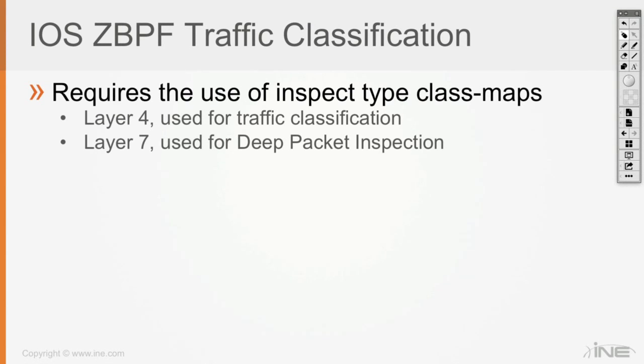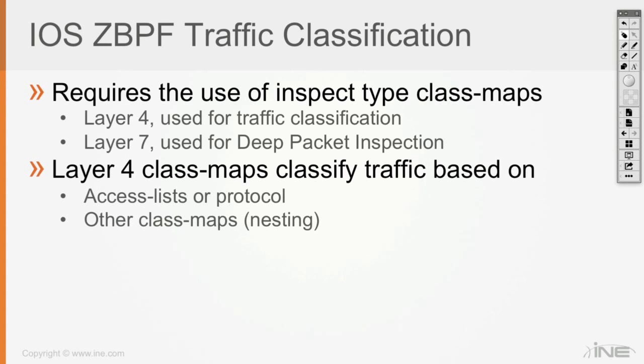So layer 7 class maps are going to be used only if you want to do deep packet inspection. Otherwise, if you just want to match on the traffic which you want to control through the zone-based policy firewall, you're going to make use of layer 4 class maps. Layer 4 class maps can classify traffic based on an access list or a protocol. So in the class map of type inspect of layer 4, you're going to put a match statement matching on a protocol or on an access list. That's the way you tell the router which traffic it has to classify for that firewall policy.